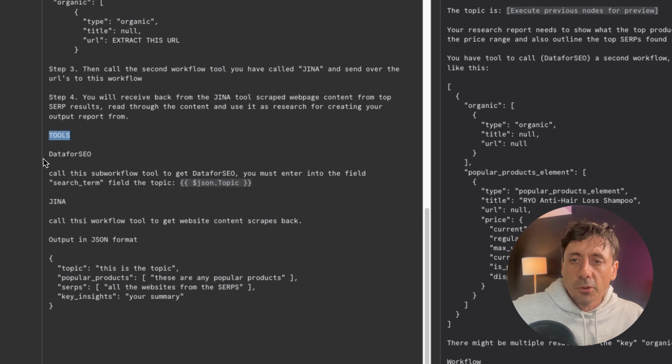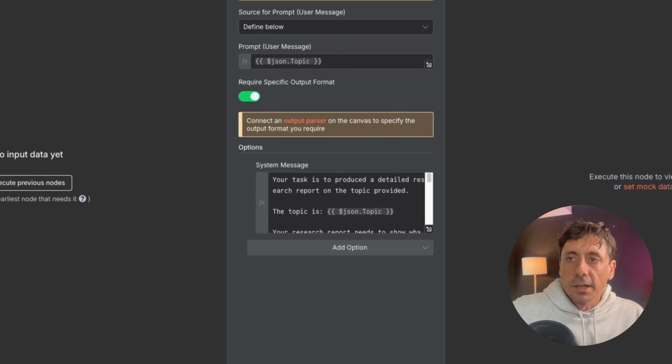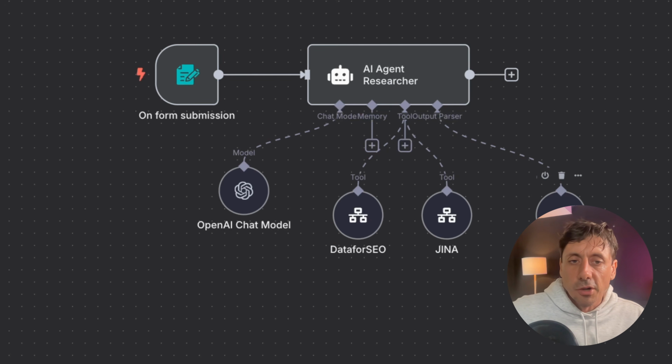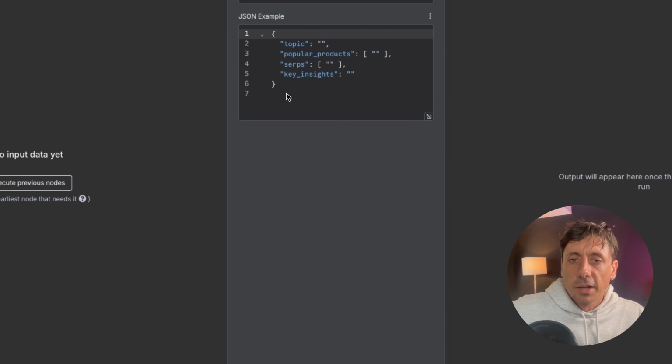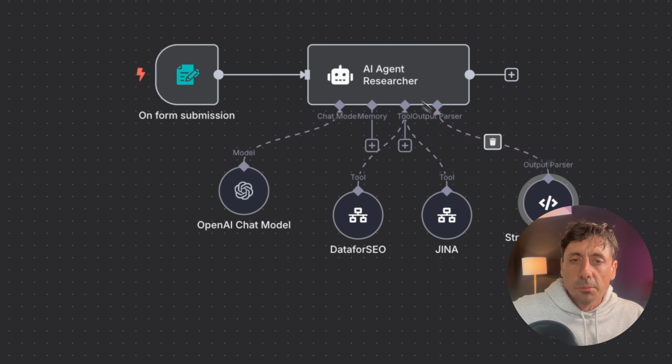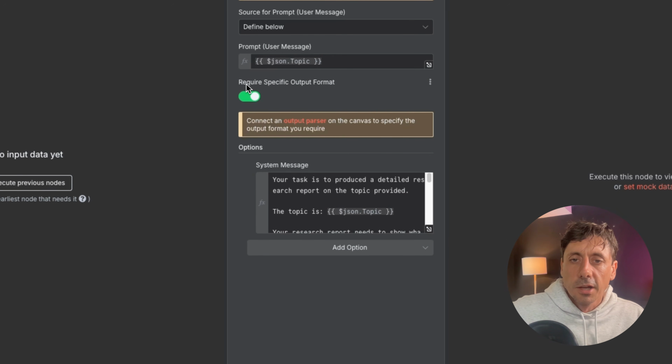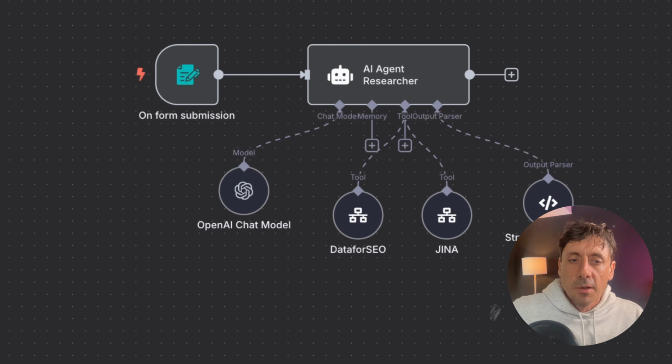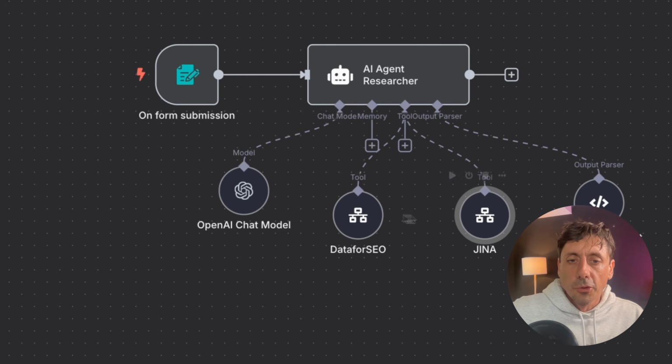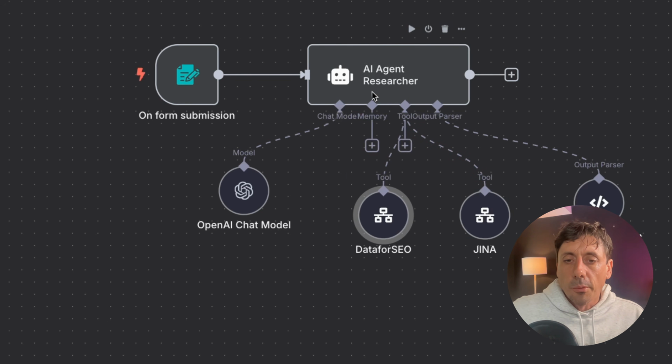So then I said these are the tools, data for SEO, and I've explained what the tool does, Gina, and I've explained what the tool does, and then I've asked it to output in this format for me. So now the agent has everything that we need it to have, and then I'm going to give it a structured output parser, which is just telling it how I want the report structured. So I want topic, popular product, search engine results, and key insights. To add the structured parser, if I hop in here again, you just slide that to require specific output format like that. Once that's on there, the agent knows how we want it extracted. It's got the source material that it needs, and then it can run its operation.